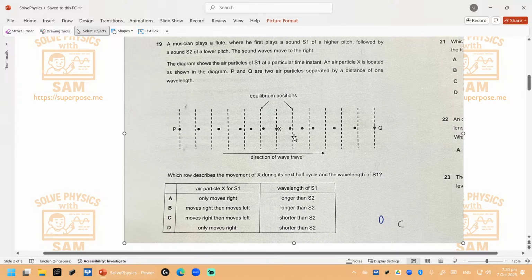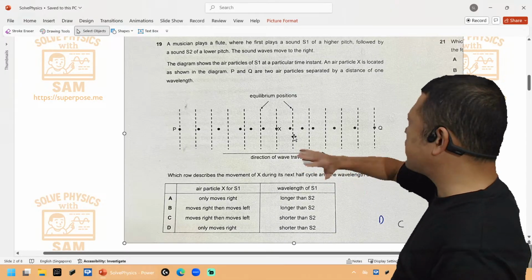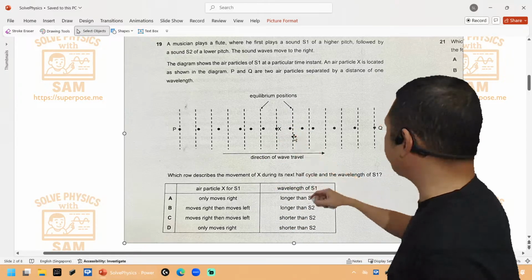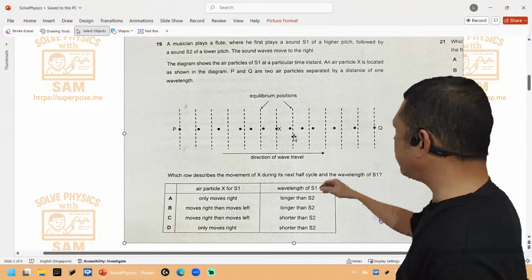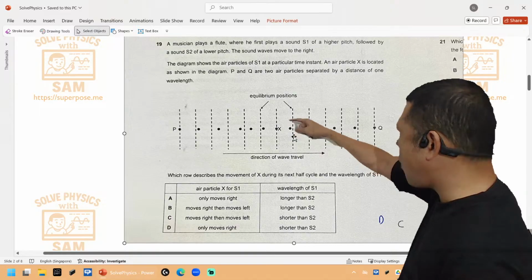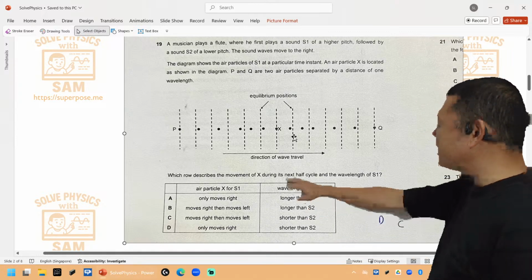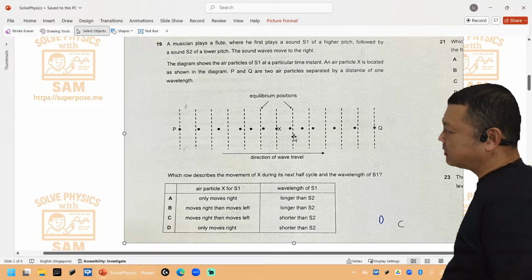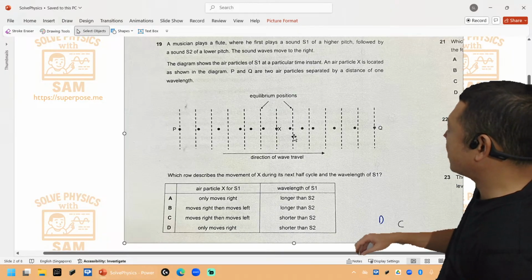Oh, okay. Then the question is asking you, particle X, where is it moving during the next half cycle, and the wavelength of S1.